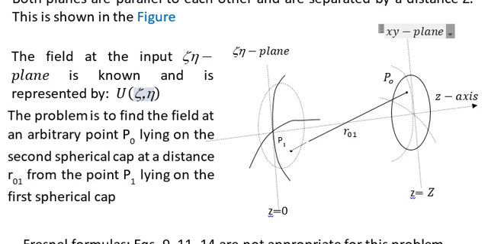The field at the input zeta eta plane is known and is represented by u of zeta comma eta. So this field is known at the left spherical cap, and the problem is to find the field at an arbitrary point P0 lying on the second spherical cap at a distance r01 from the point P1 lying on the first spherical cap. So we have to find the field at the point P0 due to the field u at zeta and eta available at the point P1.